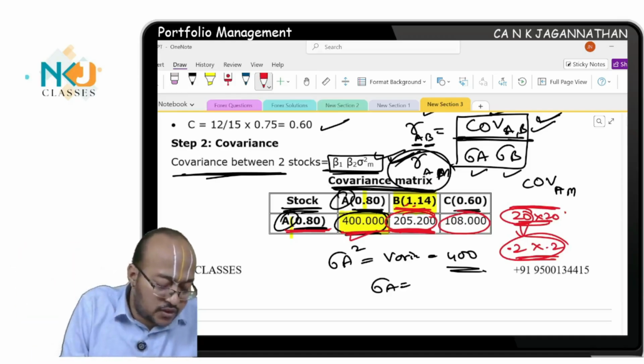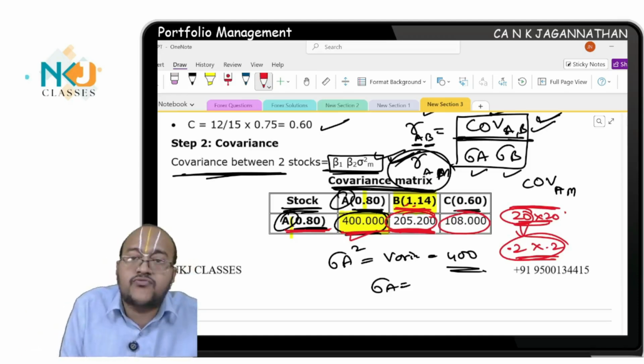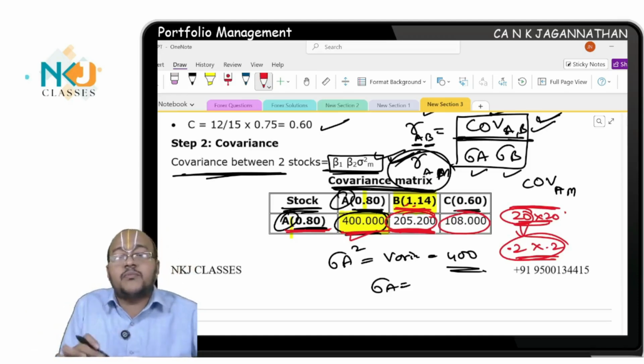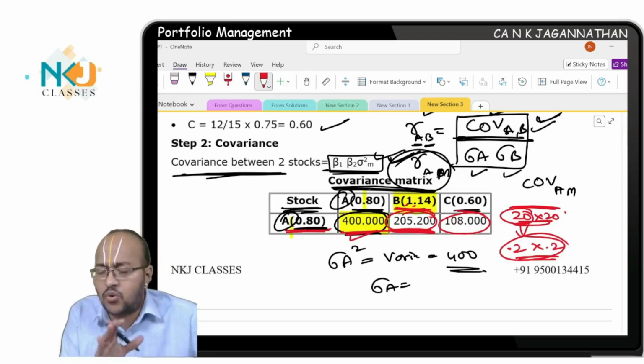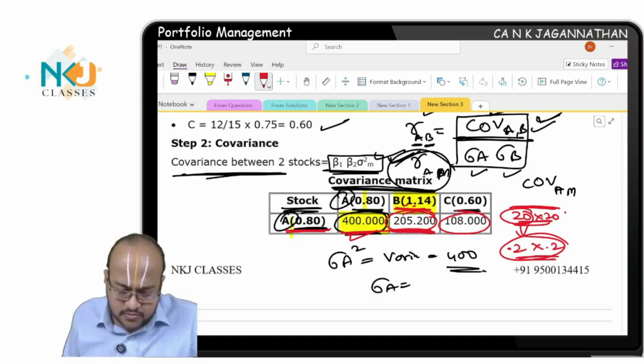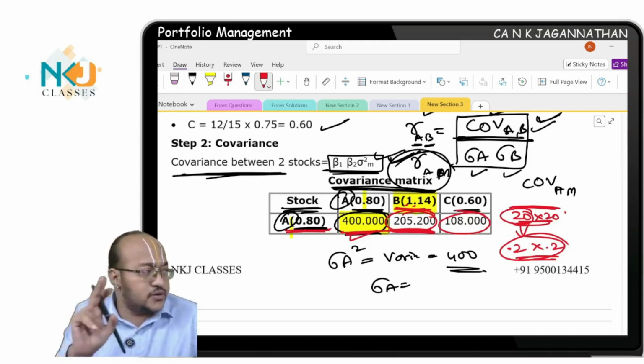Now 1.14 into 0.8 into this beta m square, if you do, you will get 205.2. 205.2 is what? Covariance term. Okay, to put it simply, if you notice, what is the risk of the market? 15 into 15, how much is that? 225. 15 into 15 is 225.